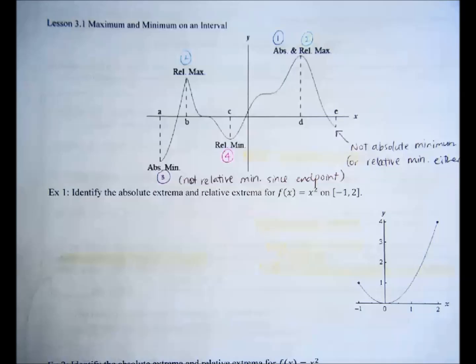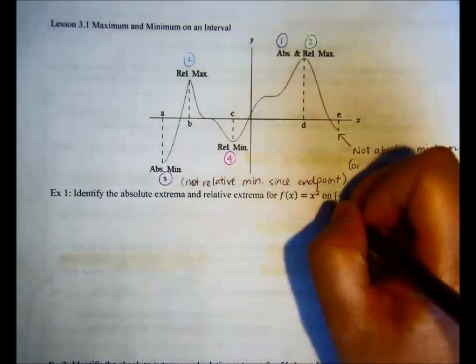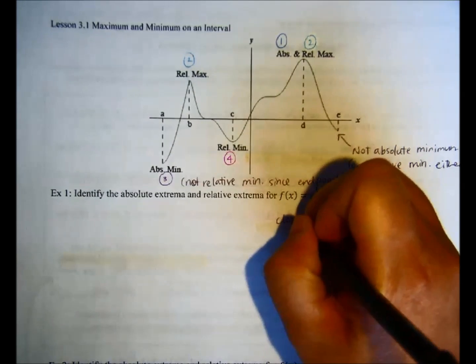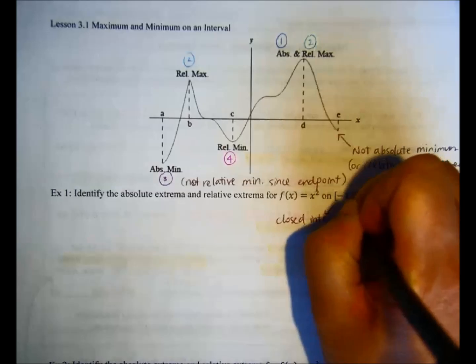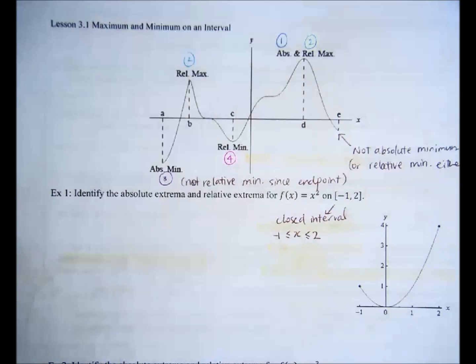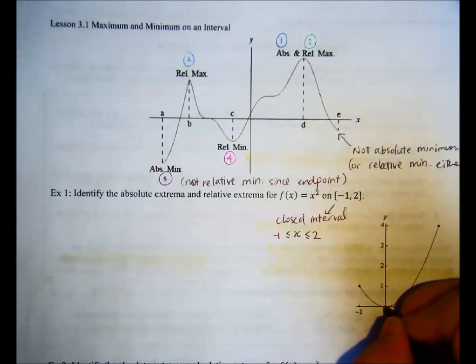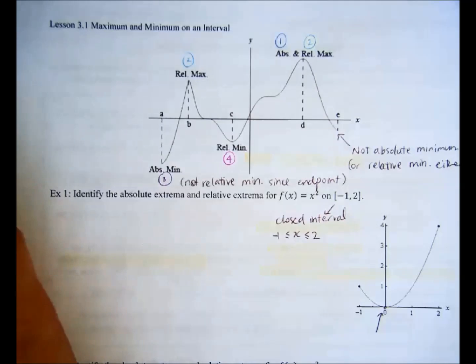Looking at the next example, we're trying to figure out the absolute extrema and relative extrema for the function f of x equals x squared on this closed interval between -1 and 2. So when we take a look at the closed interval, we can see that we have this point here, which we would consider to be an absolute and a relative minimum point.